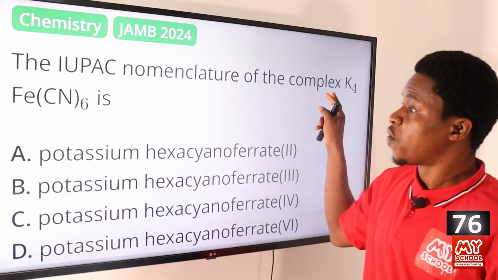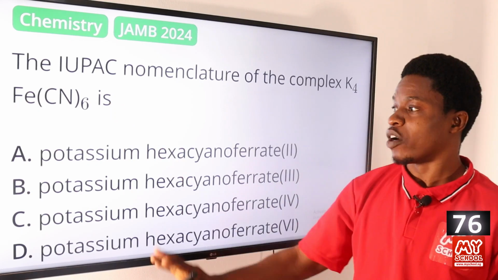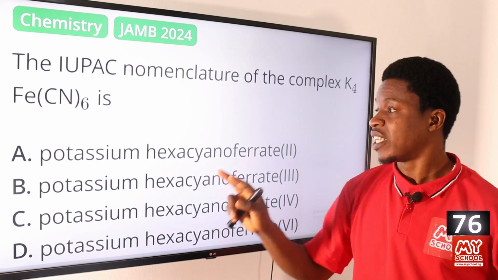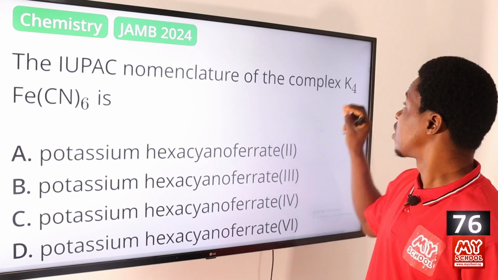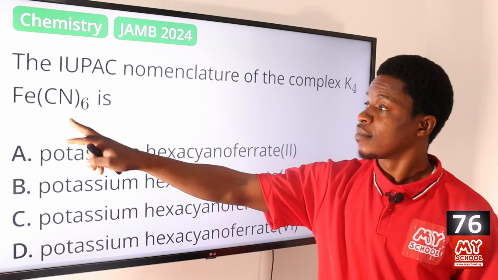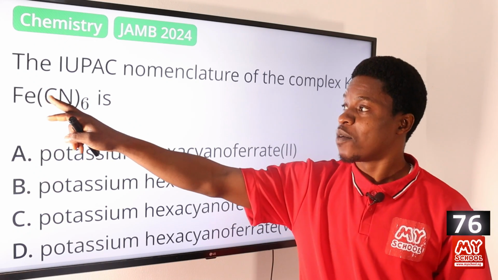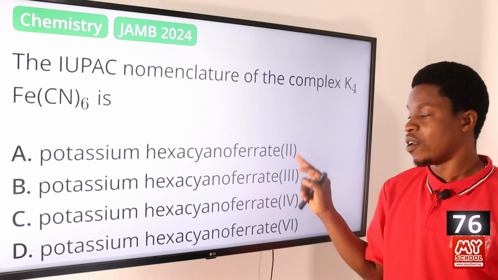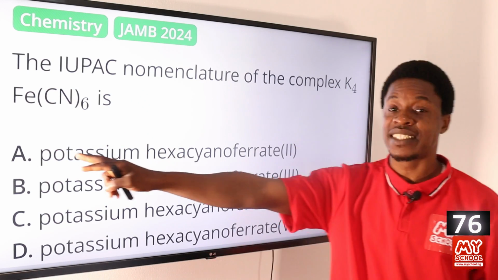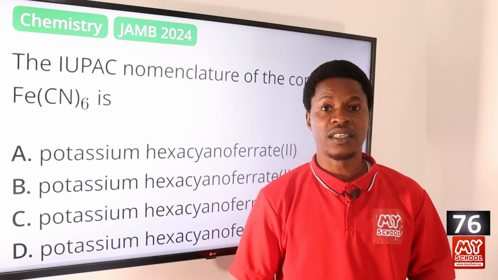K4Fe(CN)6 is what? So the oxidation state of iron is 2, so we can now call it potassium hexacyanoferrate(II), not 3, not 4, not 6. So the correct answer here is option A.